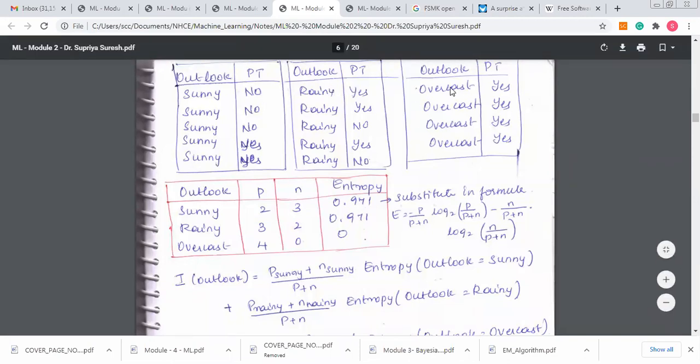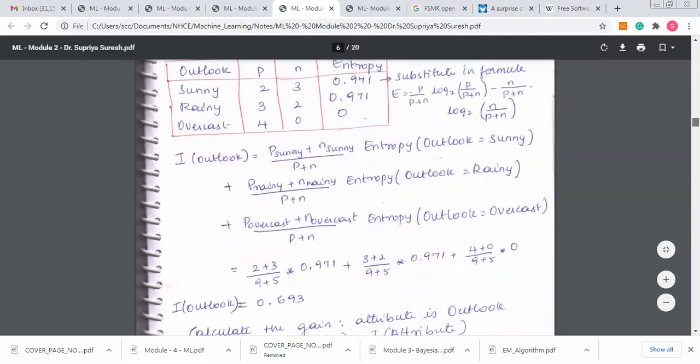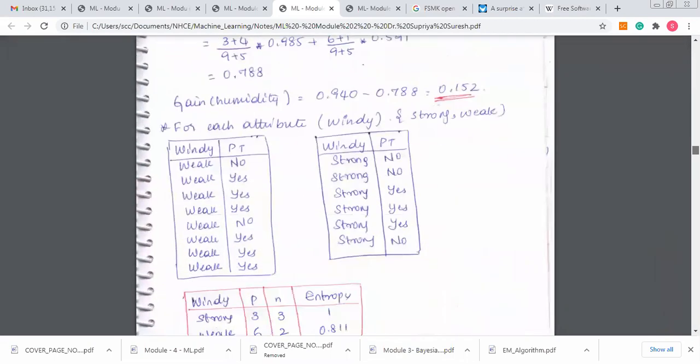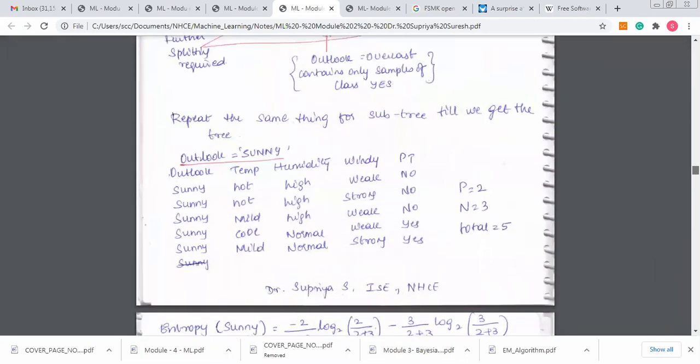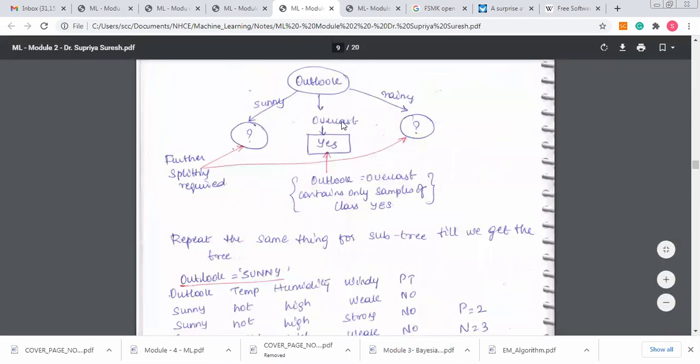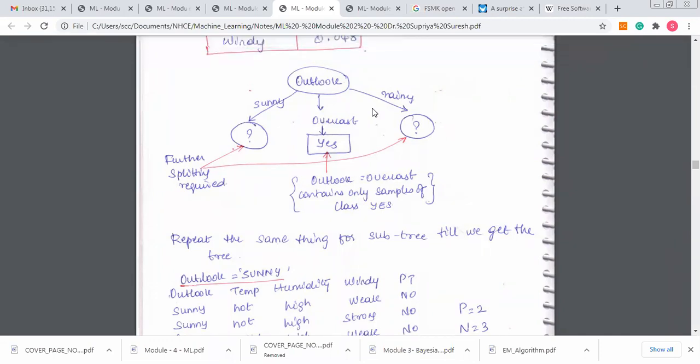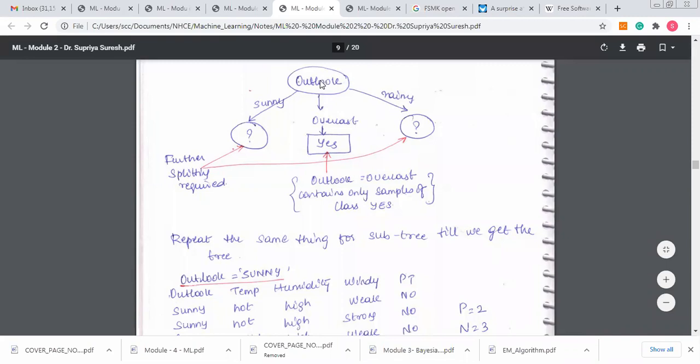With respect to overcast, we have all values yes. So we are going to create the child node for overcast as yes, because the samples contain the class yes. So this step is over. As I told you, the sunny and the rainy features still have the yes and no cases. Further splitting is required. How do we do that further splitting? Further splitting is done by considering only outlook with respect to sunny, and outlook with respect to rainy.